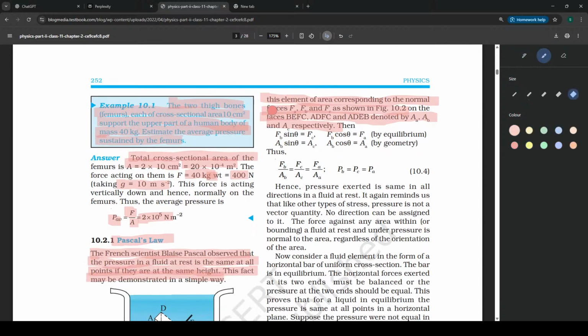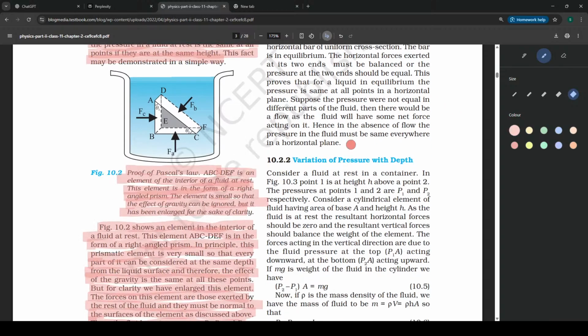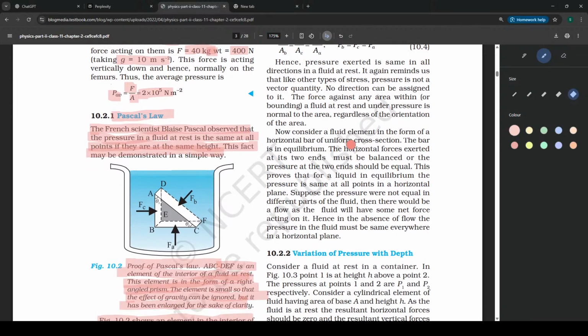Considering them, we have FB sine theta which is equal to FC, and FB cos theta which is equal to FA, that is by equilibrium. AB sine theta is equal to AC, and AB cos theta is equal to AA, by geometry. Okay, let's see the forces by equilibrium first.